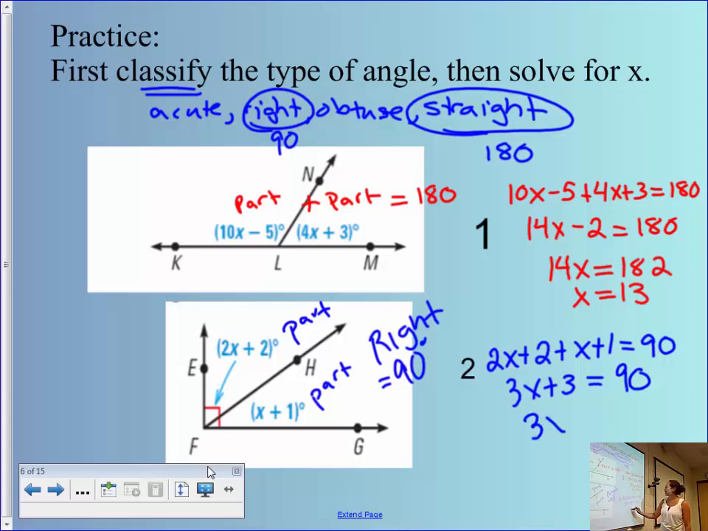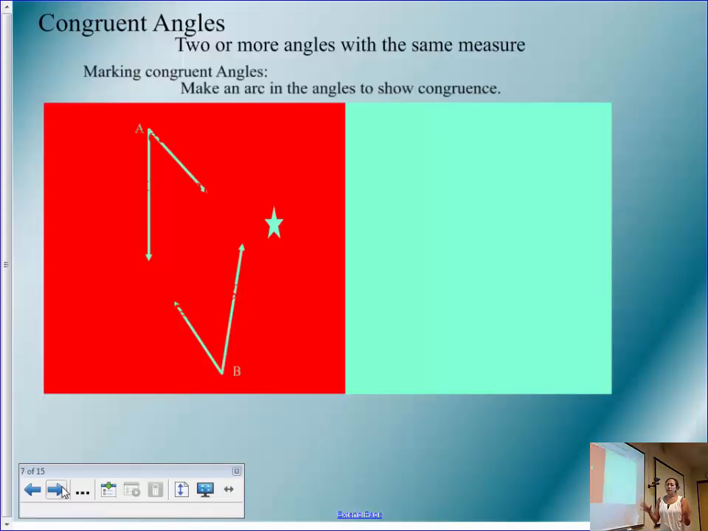So 3x equals 87, and x equals 29. Miss White's helping me out in the background because this is mental math, and I can do it, but you don't want to wait for me to do that. Okay, so x equals 29, and again, it just asked us to solve for x, so we're done.